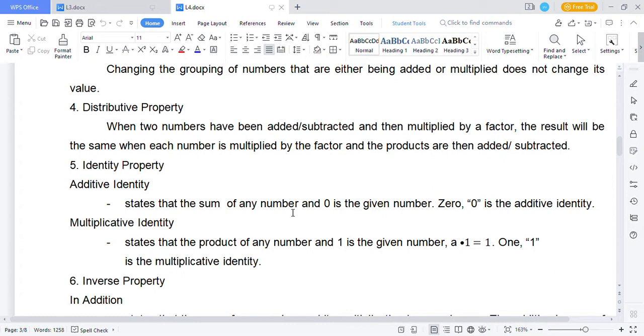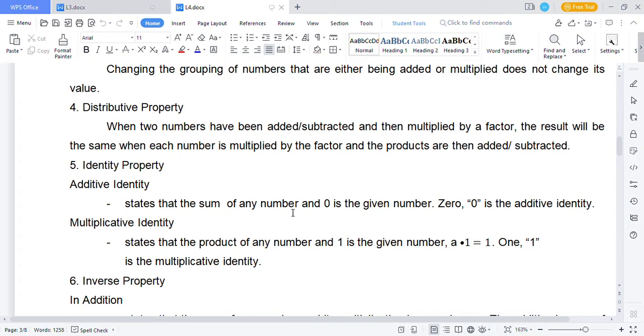So unsa may imo i-add sa 2 na ang answer is 2? Zero. So again, ang atong additive identity kay bisan unsa imo i-plus ana, the answer will always be that number. So 2 plus 0, the answer is 2. 5 plus 0, the answer is 5. So ang atong additive identity in addition or the sum is 0. Bisan unsang imo i-add ana nga number, the answer will always be that number.